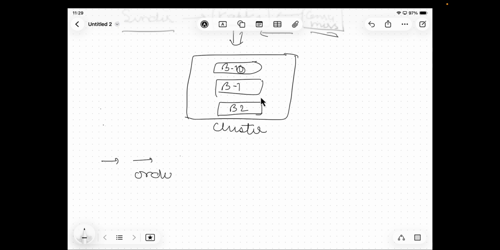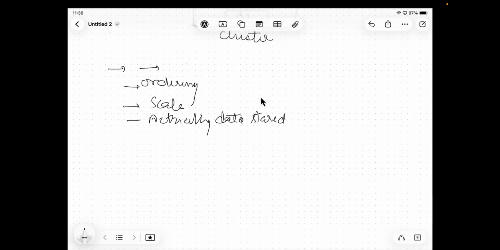Let me write some points. Ordering, how this gets scaled, and how data is stored. So these are the basic questions, and you'll get the answers only when you deep dive into the cluster. Before that, there are multiple things that we have to learn.